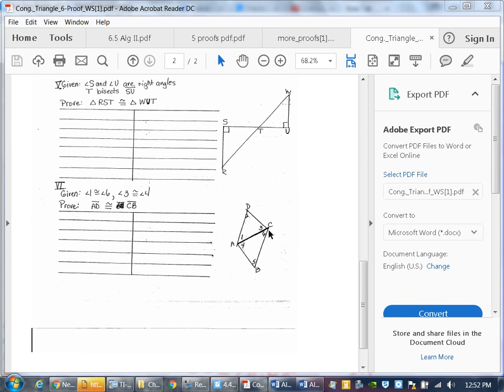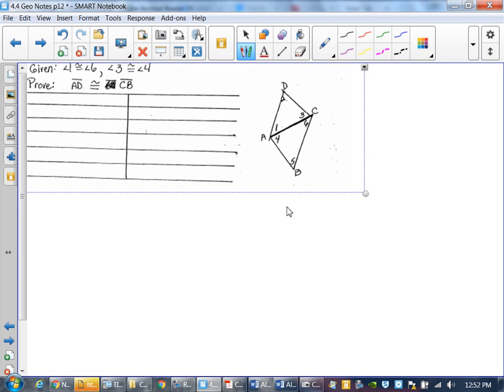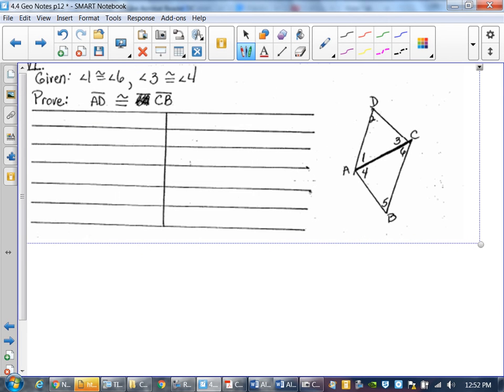With this diagram, they actually numbered all the angles. You just use the numbers. Don't try to re-letter them. Whenever they give you numbers in diagrams, use them. It's a lot cleaner. So here it tells you angle 1 is congruent to angle 6. I mark it, 1 and 6. I do the same thing, 3 and 4. It's given. I mark it.